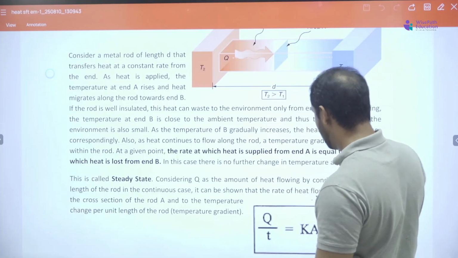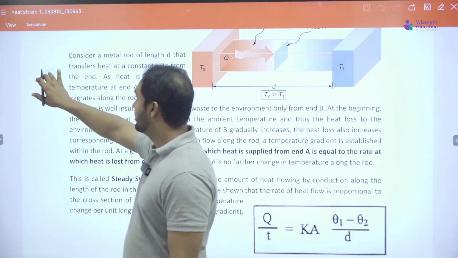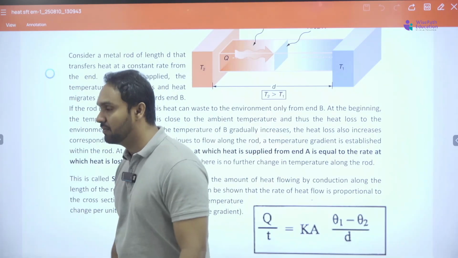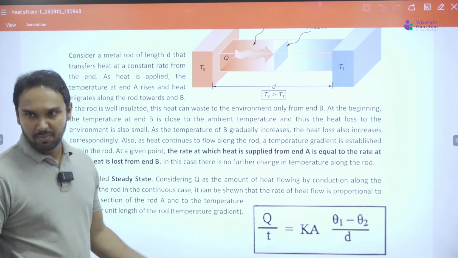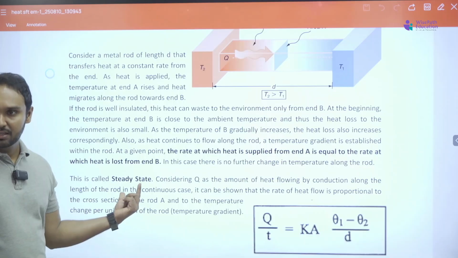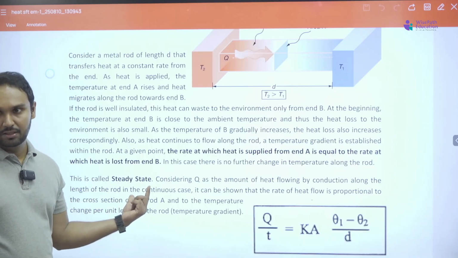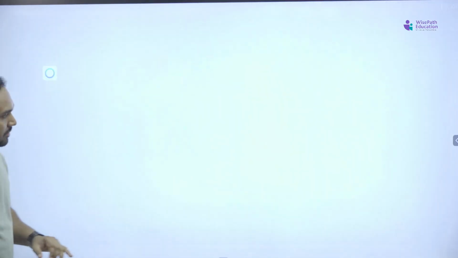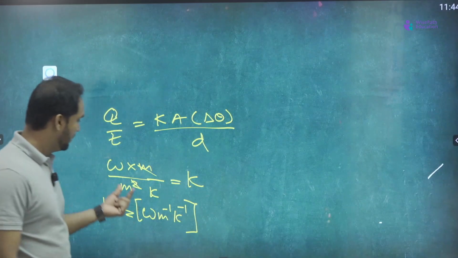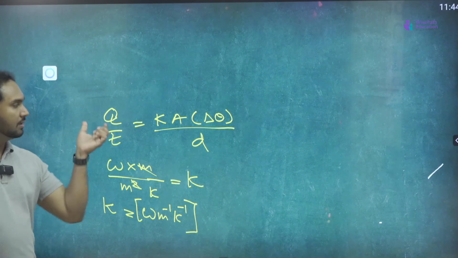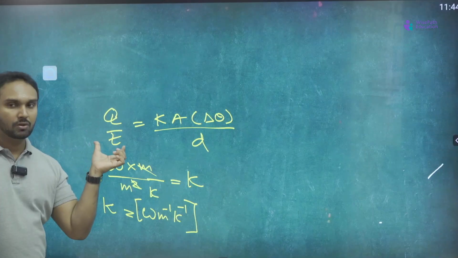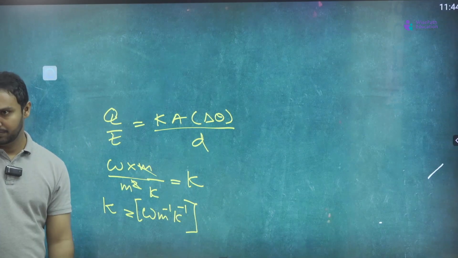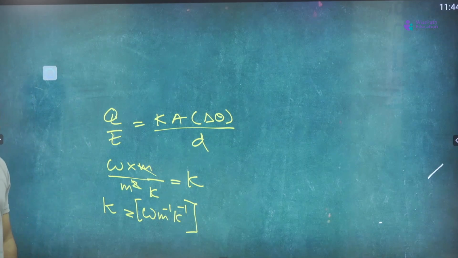Let's define those terms. We took W for the rate of heat flow because it's a power, so the unit is watt, right? So it's not this, it's this. Q over T is joules over time, that is watt. Base minus 1.